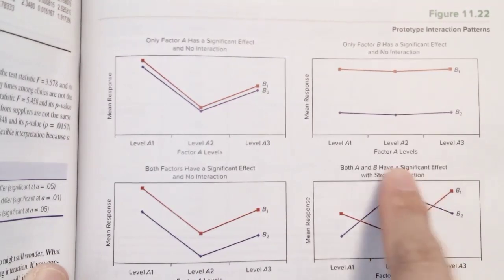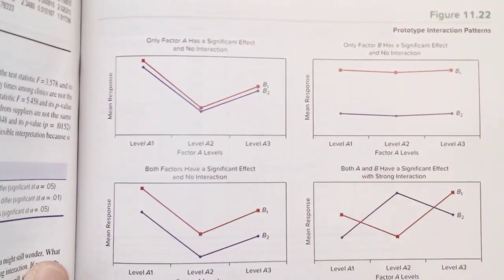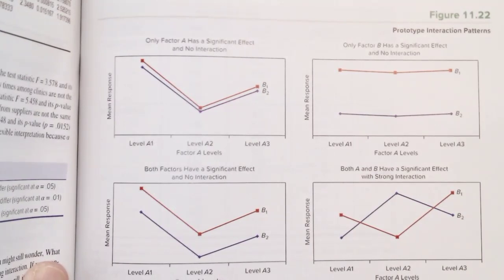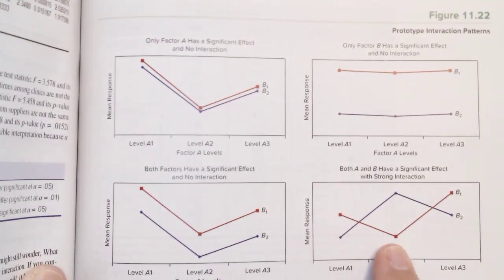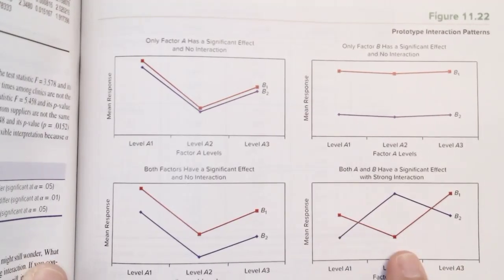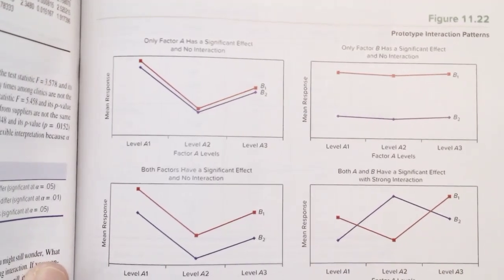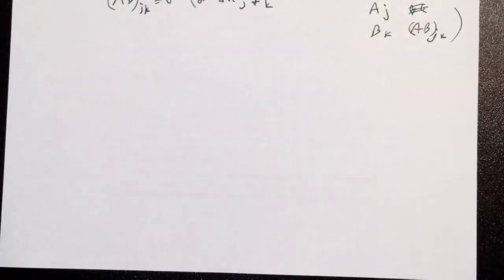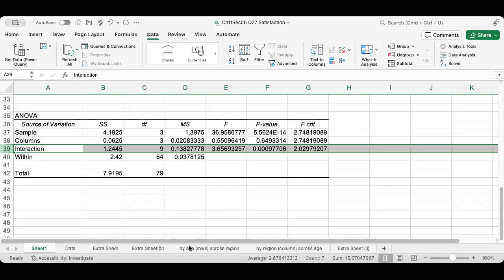But here, when I see lines crossing like this, then there's something special about A2 and B1 that makes it lower, and A2 and B2 that makes it higher. There's some crossover between the A's and B's. So I'm going to look for crossing versus not crossing. And that will help me understand where I see interaction effects. I might not be able to nail down exactly what the interaction effect is, but I can tell you where I see it. Let's go back to problem 27 and take a look.